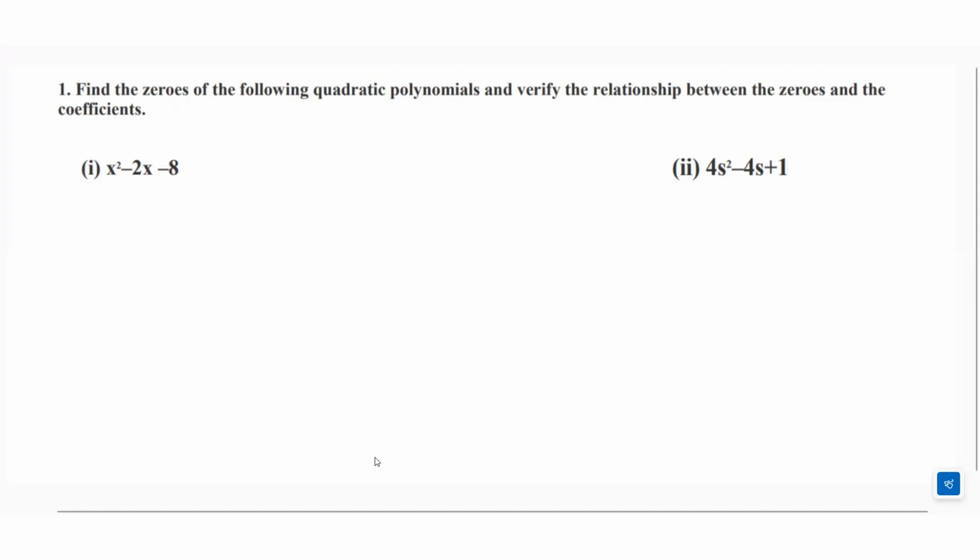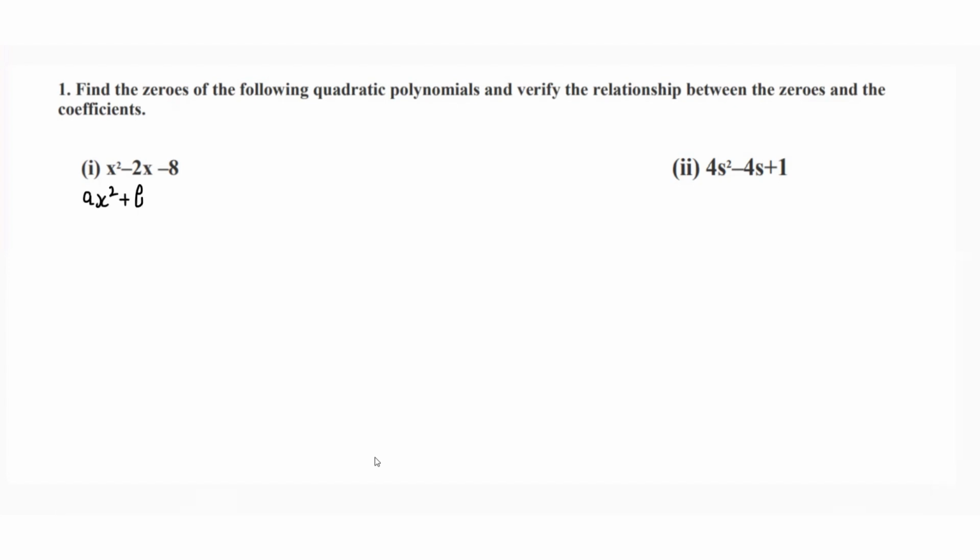So if I have to make the factors of this equation, what I'll do, I'll compare this equation with ax square plus bx plus c, and then I will find out what is the value of a, 1, what is the value of b, minus 2, and what is the value of c, minus 8. So a into c will give me minus 8. So I have to make the factors of 8 in such a way so that if I add or subtract those factors, I will get my answer equal to b, which is minus 2.